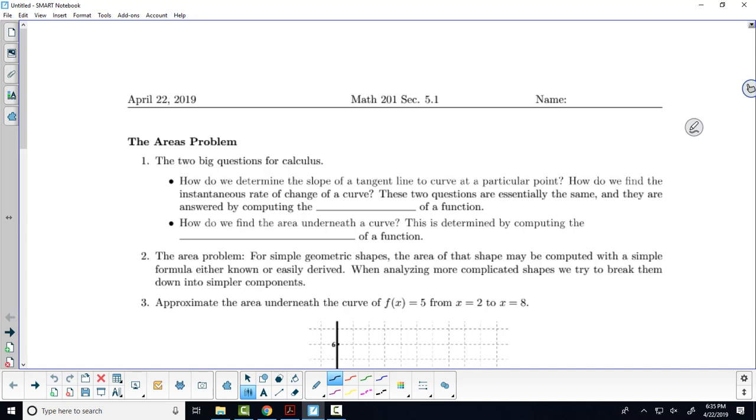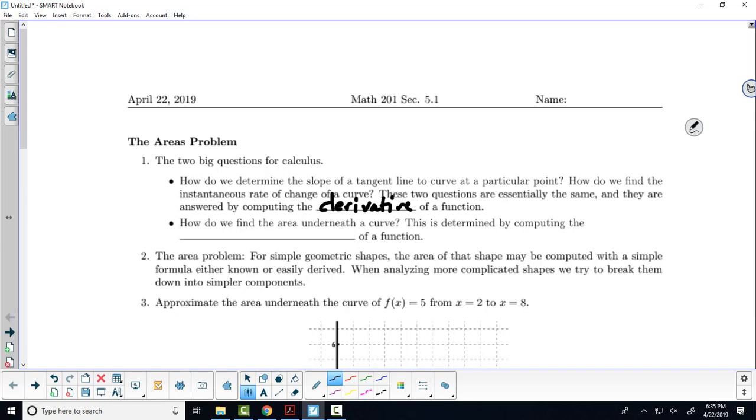So there are really two big questions in calculus, and we've answered the first one. We've explored that in great detail. The first one sort of had two parts. How do I find the slope of a tangent line to a curve at a point? And how do I talk about instantaneous rate of change of a curve? That's what we discussed through this first half of the course. And we answered that essentially by computing the what? Derivative. By computing the derivative of a function. So that is essentially the first half of calculus. There's differential calculus, and now we're getting into the second half.